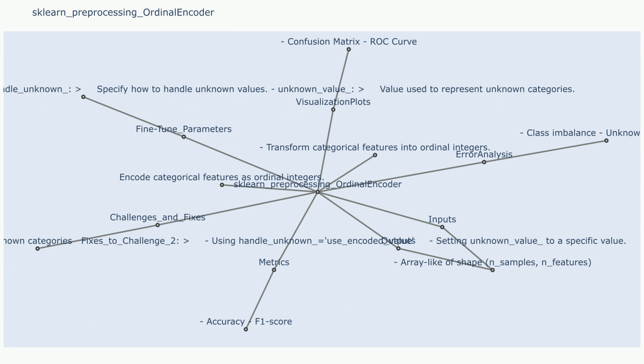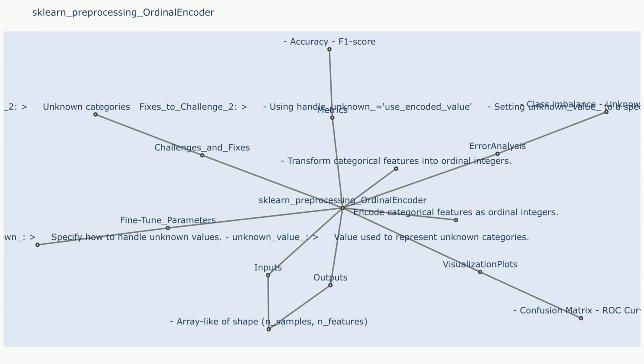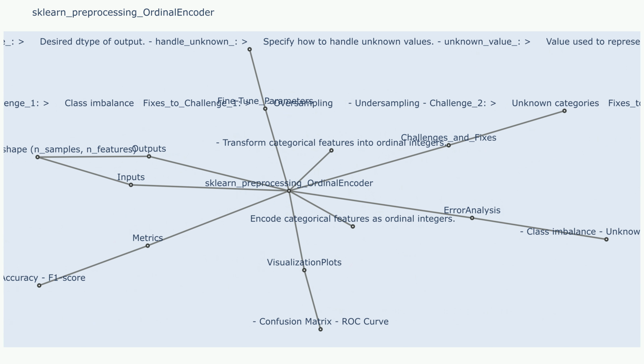Steps: Fit: the encoder learns the unique categories present in the input data. If categories are provided, the encoder uses those instead of inferring them from the data. Transform: the encoder assigns integer values to each category based on the order they were encountered during fitting. Metrics: none. Visualization plots: none.